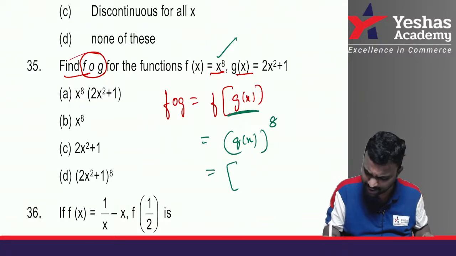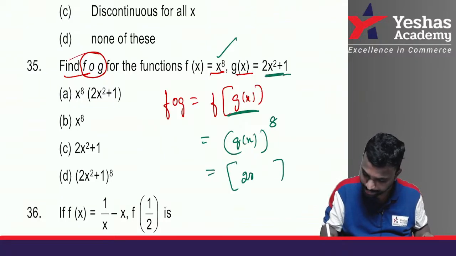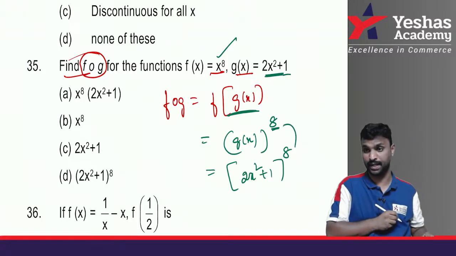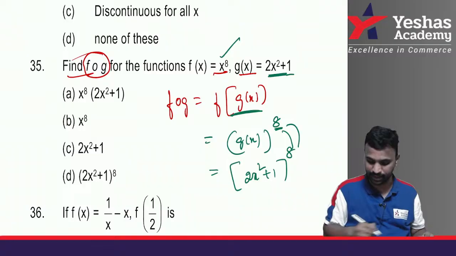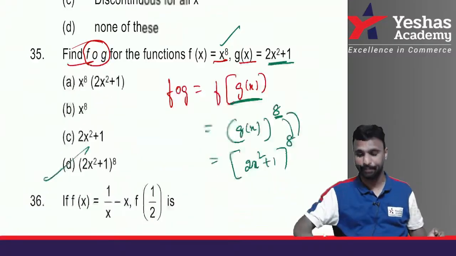Yes or no? What is my g of x? (2x square plus 1) whole power 8 is already there in the previous step. We are carrying that to the next step. That's it. The right answer is option D.